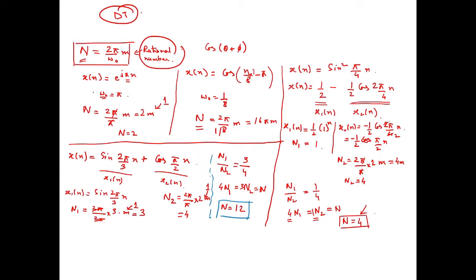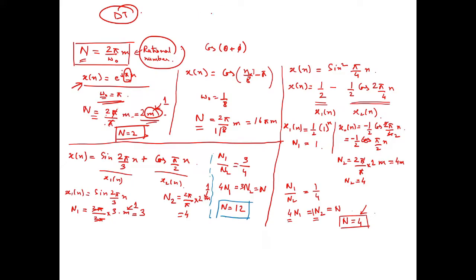So let us take an example. x[n] equals e to the power j pi n. What is omega naught over here? Omega naught over here is pi. So N is given by 2 pi m divided by omega naught. Omega naught is pi, so this pi cancels out from the numerator and the denominator, and we get 2m. If we consider m as 1, then we get N equals 2. So this signal x[n] equals e to the power j pi n is periodic in nature.